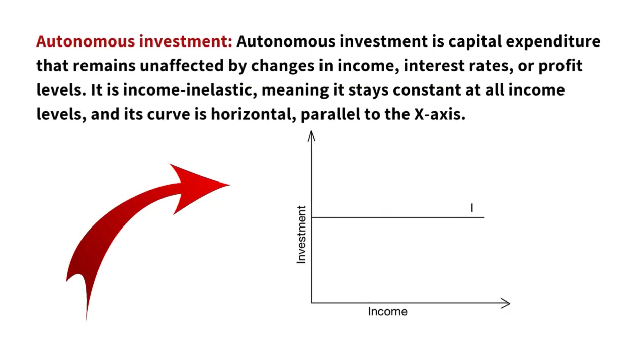Our next topic is autonomous investment. Autonomous investment is capital expenditure that remains unaffected by changes in income, interest rate or profit level. It is income inelastic, meaning it stays constant at all income levels and its curve is horizontal, parallel to the x-axis.